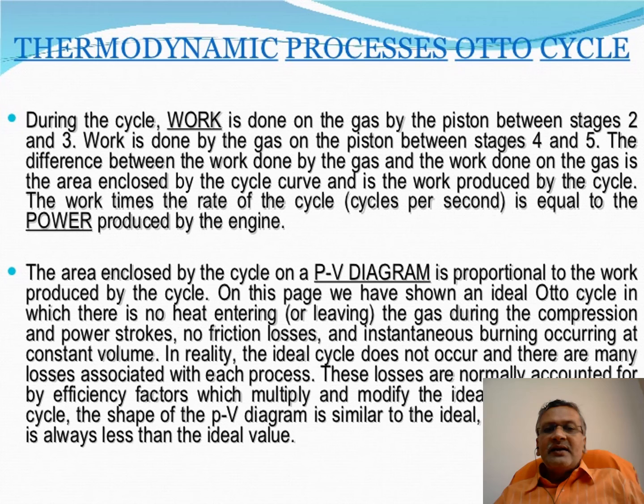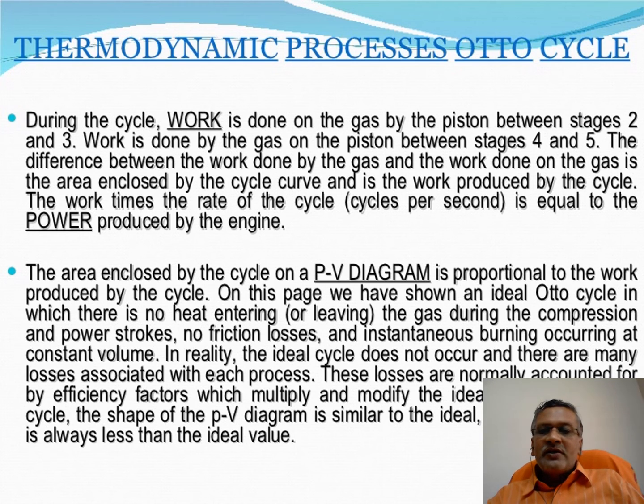During the cycle, work is done on the gas by the piston between stages 2 and 3. Work is done by the gas on the piston between stages 4 and 5. The difference between the work done by the gas and the work done on the gas is the area enclosed by the cycle curve, and is the work produced by the Otto cycle. The work times the rate of the cycle is equal to the power produced by the engine. The area enclosed by the cycle on a PV diagram is proportional to the work produced by the cycle.